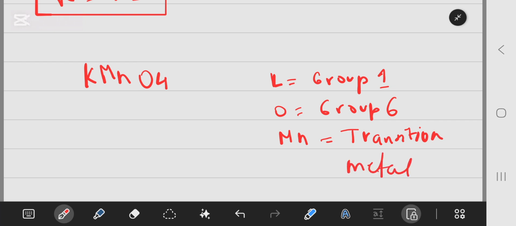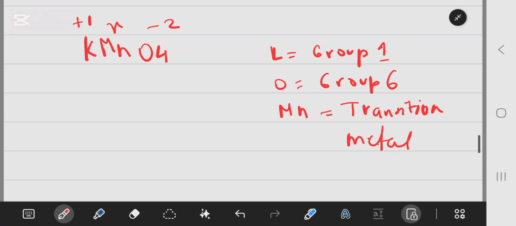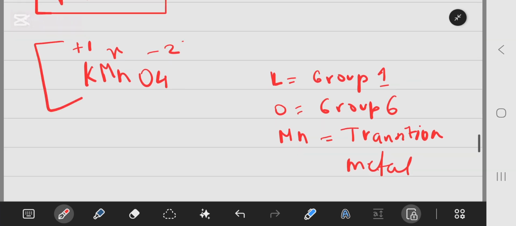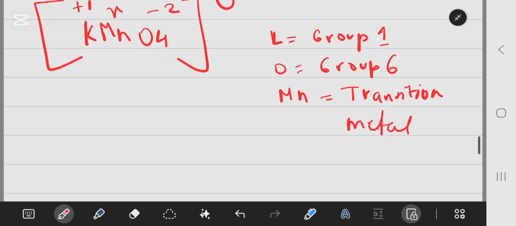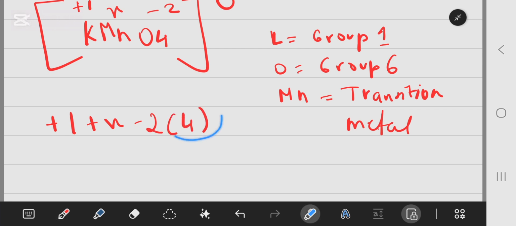Okay, so I can just write down the charges, -2 and then +1, and write down x here as well. So let's form the equation, and the overall oxidation number of this compound is 0. So +1 plus x minus 2 times 4. Why times 4? Because there are 4 oxygen atoms.